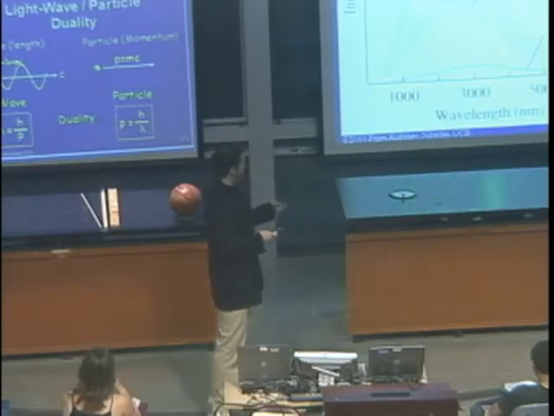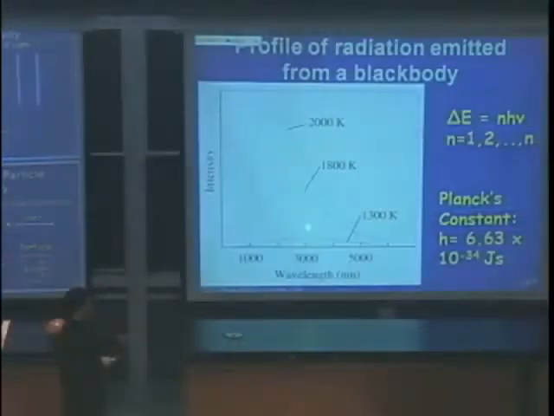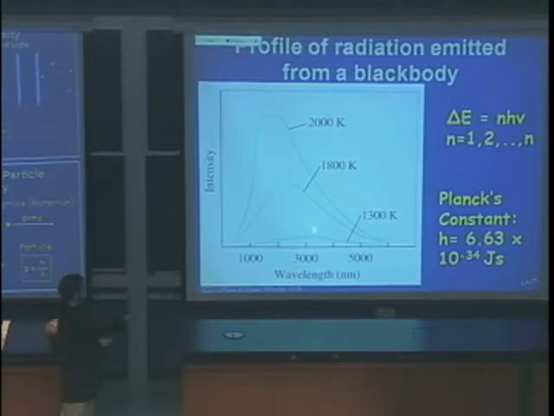But the phenomenon that Planck and others observed at the time was that if we started at, say, 1300 Kelvin, we would have this maximum in intensity right here. Now, as we increase the temperature to 1800 and then to 2000, the maximum in the intensity not only shifts in intensity, it also shifts in wavelength. So we can see it shifts to shorter and shorter wavelengths as we increase the temperature. And this couldn't be explained by the laws of physics that they had derived at the time.